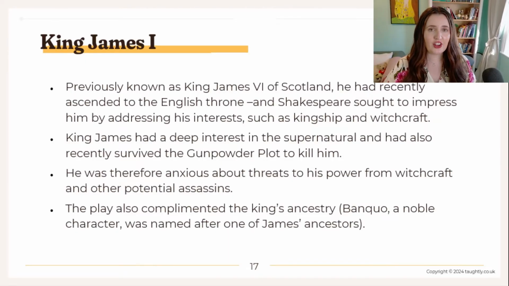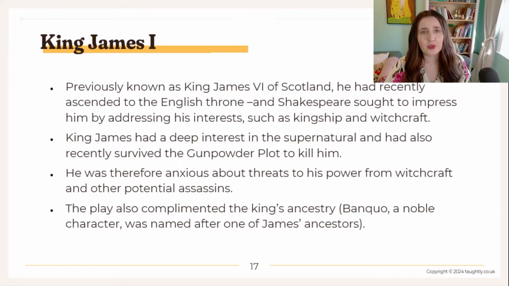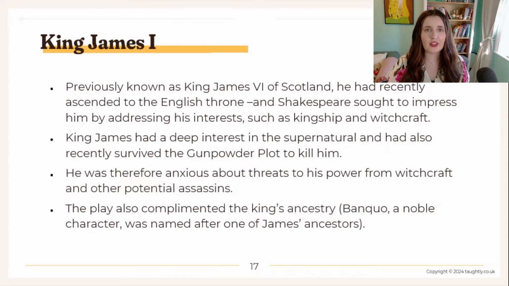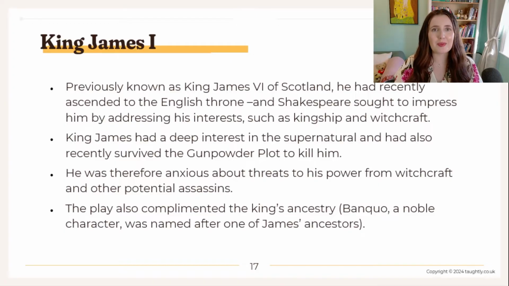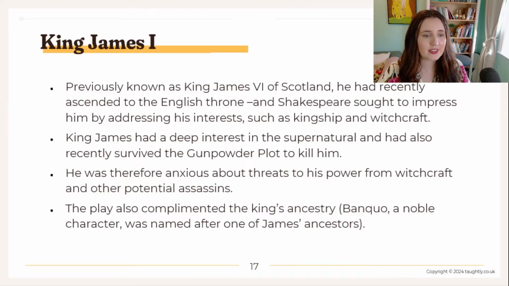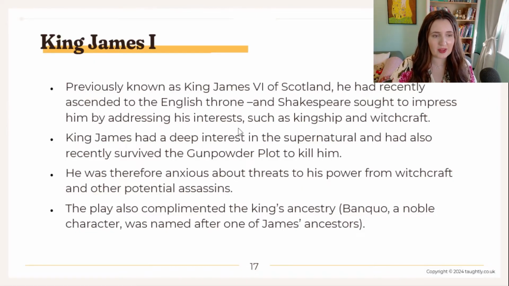So don't forget that Shakespeare was a famous writer in his own era, and the monarchy, the kings and queens, King James and Queen Elizabeth would have actually been sitting in the audience of the Globe watching his plays. So he is directly addressing King James I's interests of kingship and witchcraft. He had a deep interest in the supernatural, as we've said, but also don't forget he'd recently survived the Gunpowder Plot to kill him.